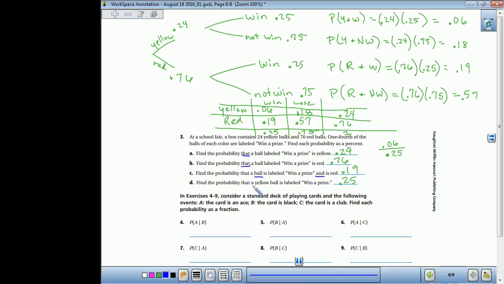Okay, now this is that a yellow ball. So that's a condition, right? So this would be 0.06 divided by 0.24. We could just reduce it. 6 over 24 reduces to 1/4. 0.25.